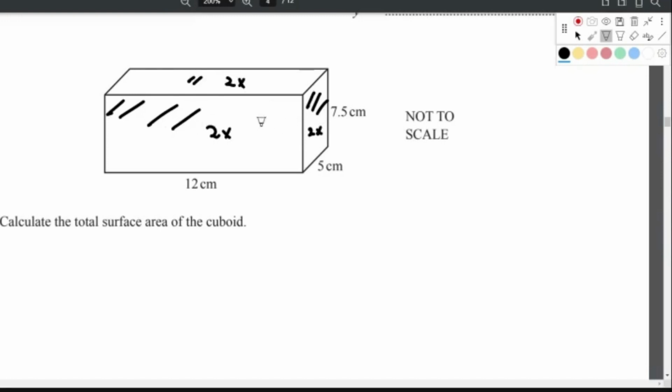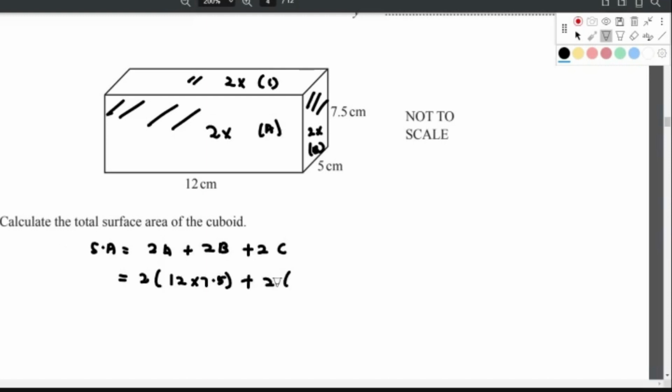So if you know surface area of A, B and C, times 2, you get the total surface area. So surface area should be 2A plus 2B plus 2C. Now what's your 2A? 2A is 12 times 7.5, right? Plus 2B. B is 5 times 7.5. And C would be 12 times 5 here.